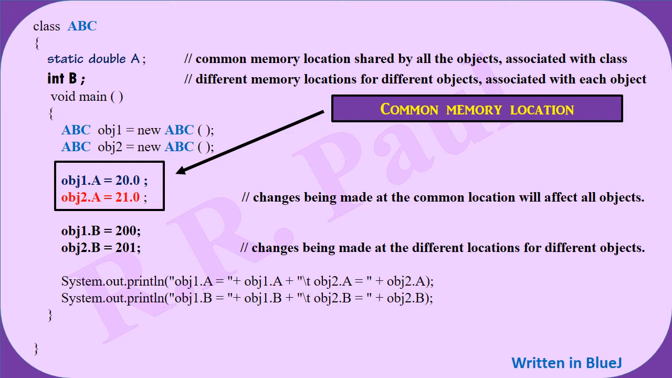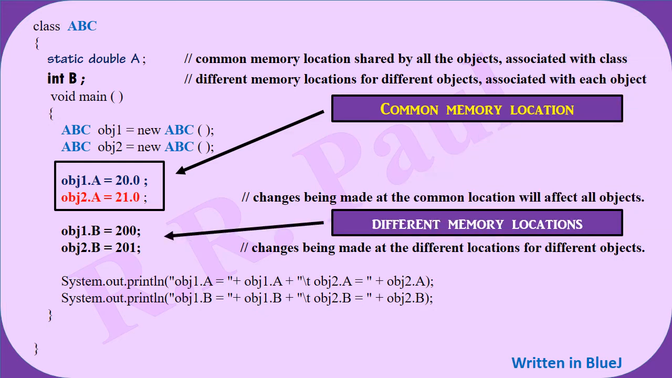Then we have a case of instance variables. Object 1 will have its own copy of B data member, and in it we are storing 200, and object 2 will have its own copy of B instance variable, in which we are storing 201. That means both the values will be stored at two different memory locations managed by two different objects of the same class.